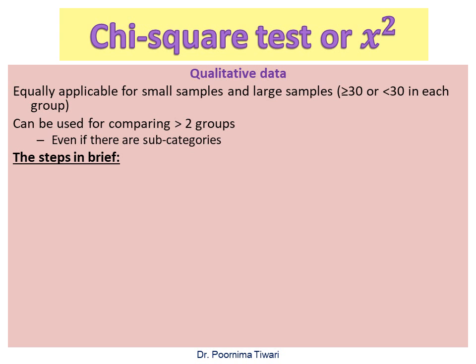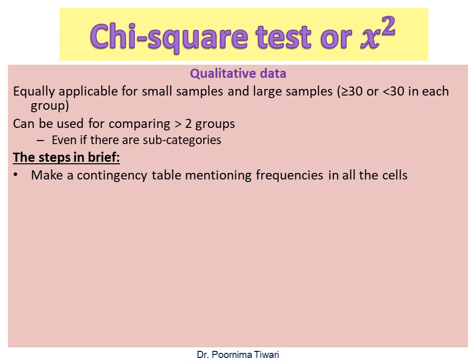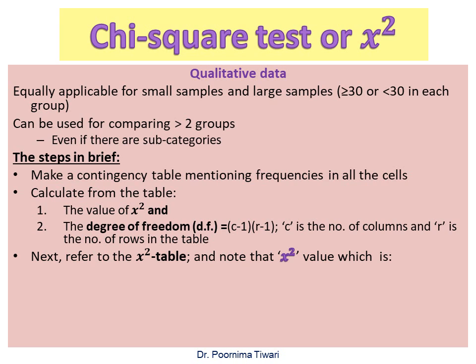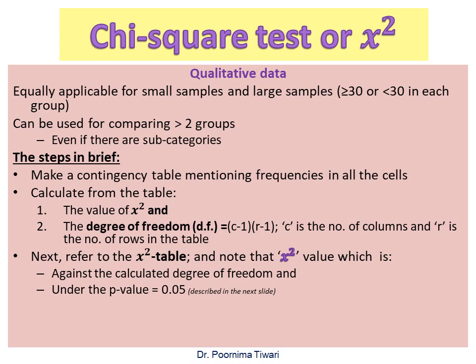The steps in brief. First, we make a contingency table mentioning the frequencies in all the cells, which we will show in the next slide. From this table, we calculate the value of chi-square for the given table. From this table itself, we calculate the degree of freedom, which will be C minus 1 multiplied by R minus 1. C is the number of columns in the table and R is the number of rows in the table. Next, we refer to the standard chi-square table and note the value of chi-square against the calculated degree of freedom and under the p-value of 0.05. We will demonstrate it in the next slide.